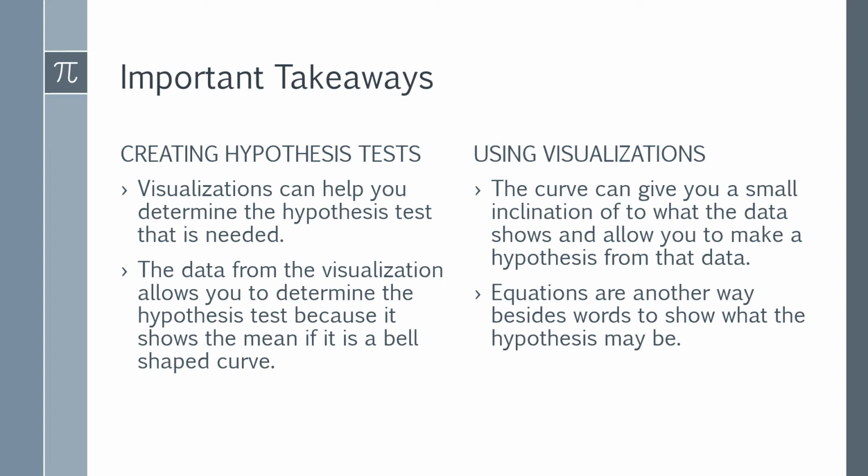And using visualizations, the curve can give you a small inclination to what the data shows, and allow you to make a hypothesis from that data. So as you look at that curve and find that mean, you can determine if it is a null hypothesis or an alternative hypothesis, depending on what the equation and the question is. And then lastly, equations are another way besides words to show what the hypothesis may be. So when you're making those hypotheses, you can either use equations with numbers, or you can actually write out the words.